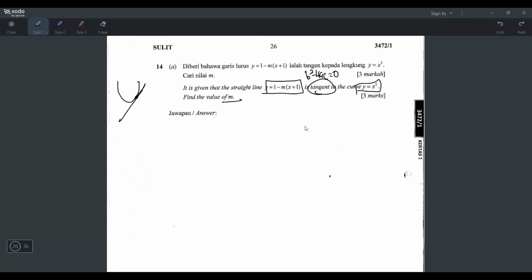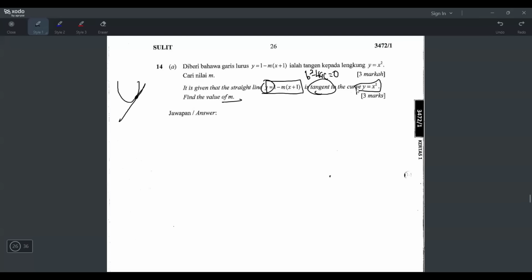After you do simultaneous, baru you tengok dia touch 2 points or touch 1 point or does not touch. Kalau dia kata touch two different points, then you do b square minus 4ac bigger than 0. Tapi kalau dia cakap touches at 1 point, then you do b square minus 4ac equals 0. Tapi kalau dia kata does not touch, you do b square minus 4ac smaller than 0. So the main thing here is you have to do simultaneous first. Kalau dia bagi curve punya equation dan straight line, you always do simultaneous.